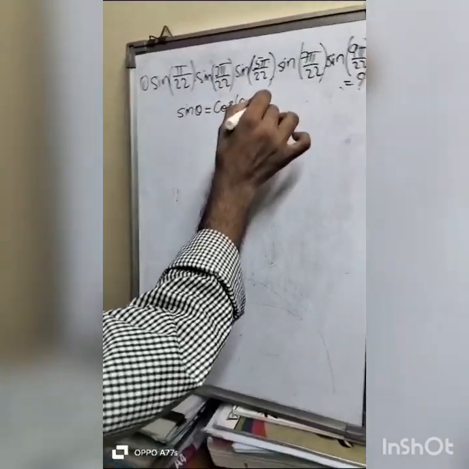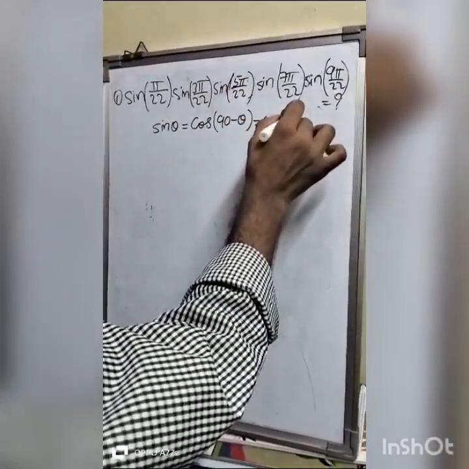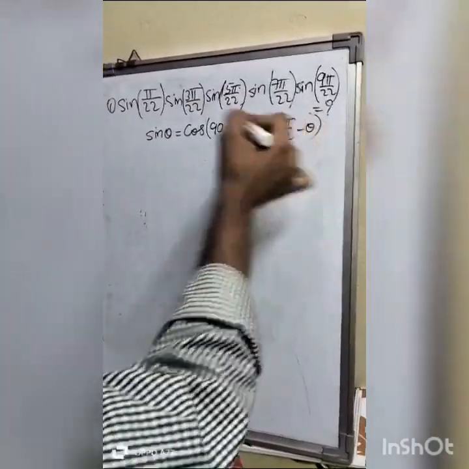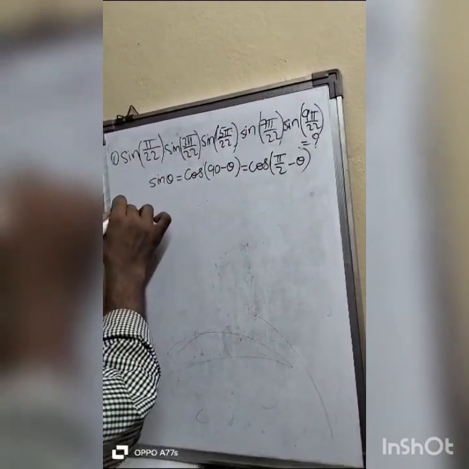Sin can be converted into cos in terms of cos of 90 minus theta. That means 90 can be written as pi by 2 minus theta. Now, let us convert each and every part of this question.